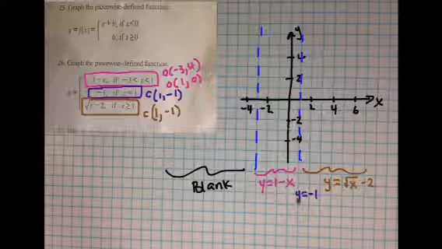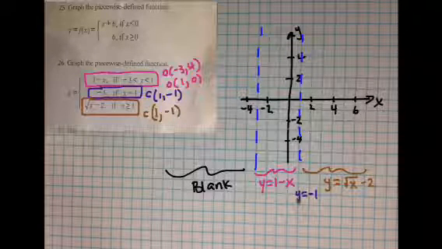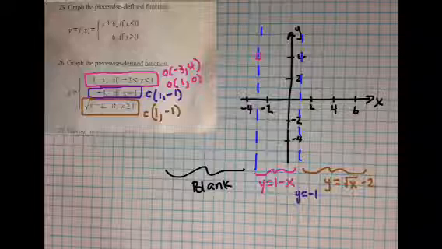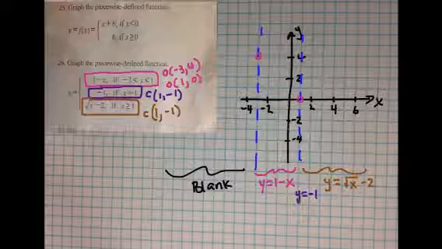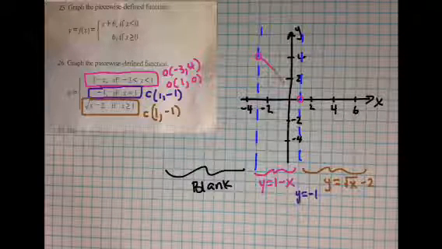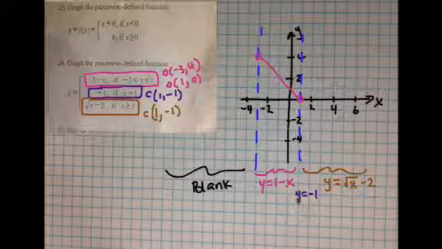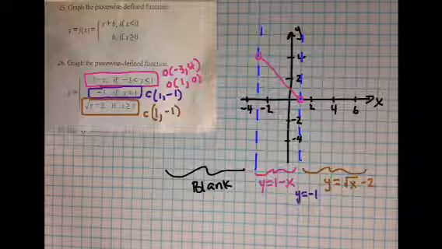Let me go ahead and plot that. Negative 3, 4 would be here, and 1, 0 would be right here. Connect those, and there's a graph. And then for the purple one, it's just a dot on 1, negative 1.